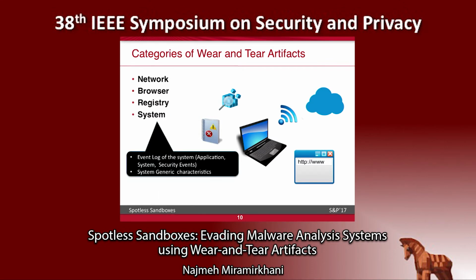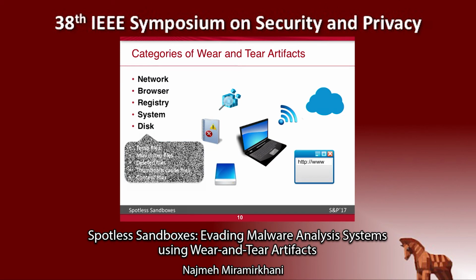The event log of a system is another rich source from which we can extract past user activities. So we extract such features from the event log, and we put them together with other characteristics of the system under the system category.